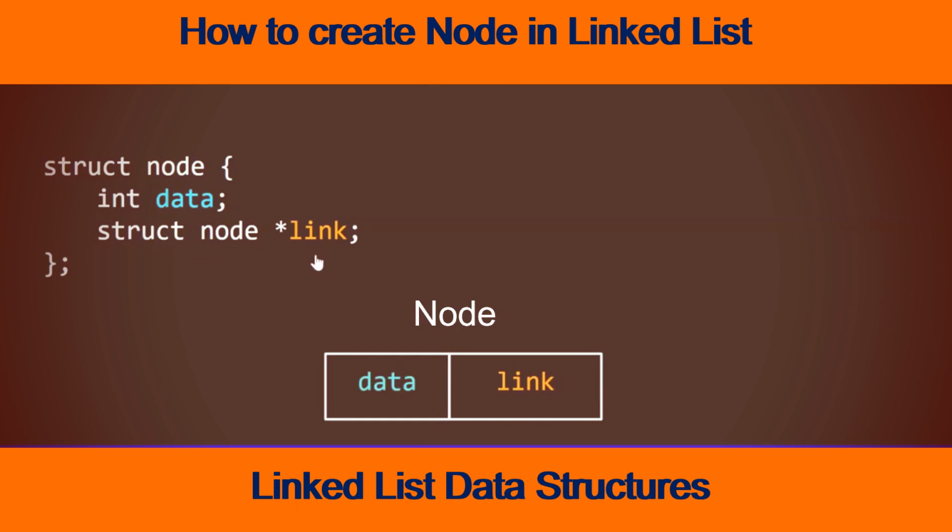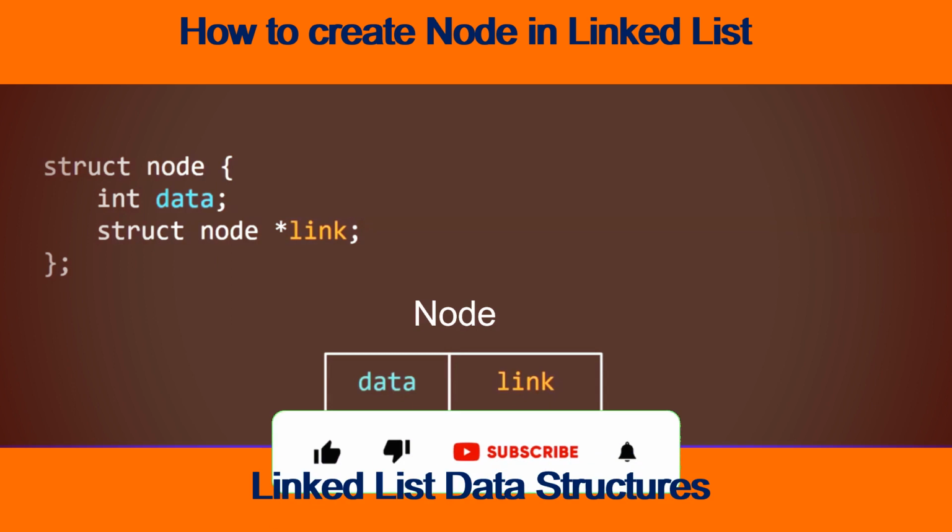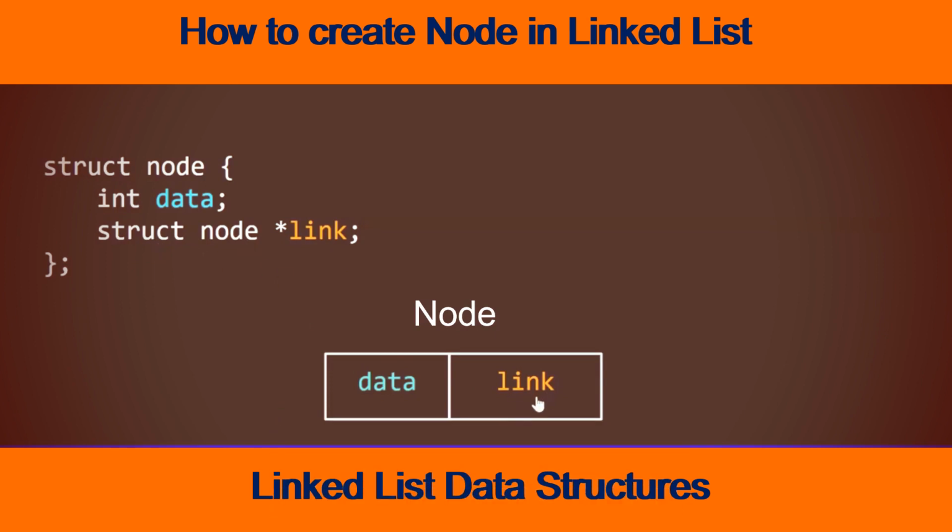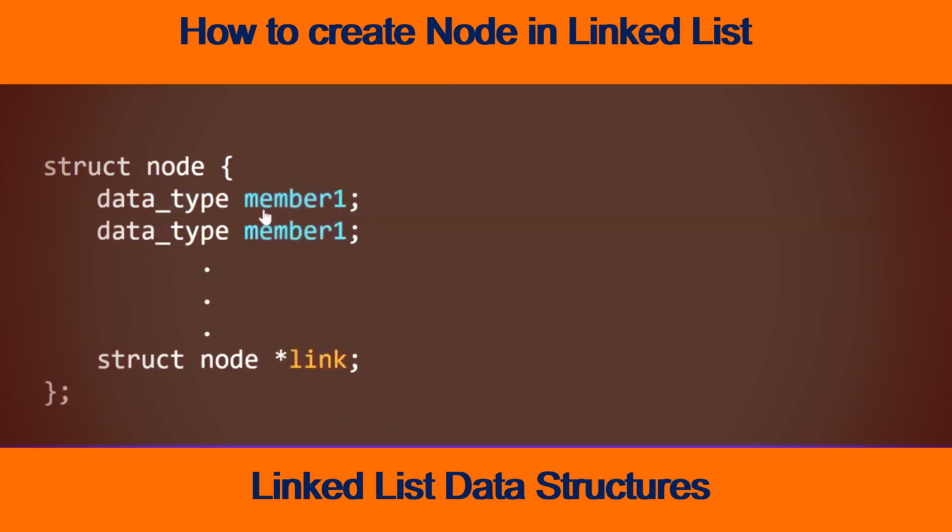Now the second one is struct node star link. Now why is this struct node star link? Because this link is the pointer to some other node. And as I said, a node is nothing but a structure only. So this must be a pointer to a struct node. So link represents the pointer to struct node. That is why this must be struct node star link. Isn't this a self-referential structure? Right. This is a self-referential structure. So a node is nothing but a self-referential structure in C programming.